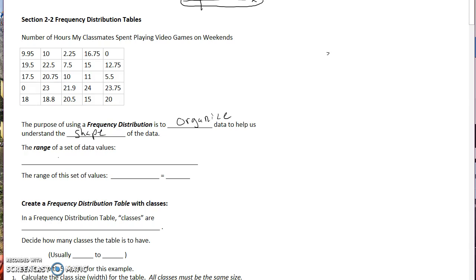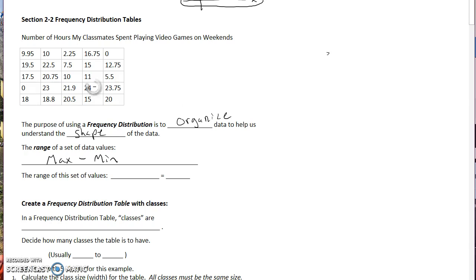Okay, one of the definitions we need to have to be able to build a frequency distribution table is we need to understand what the range of a data set is. So the range is the maximum minus the minimum, or the smallest number subtracted from the biggest number. So when I think about something like ages, it would be the oldest person's age minus the youngest person's age. In this case, we're going to look at the number of hours that my classmates spent playing video games on the weekend.